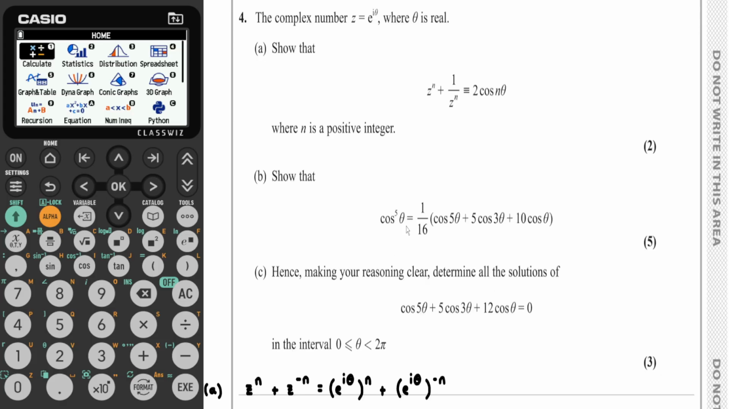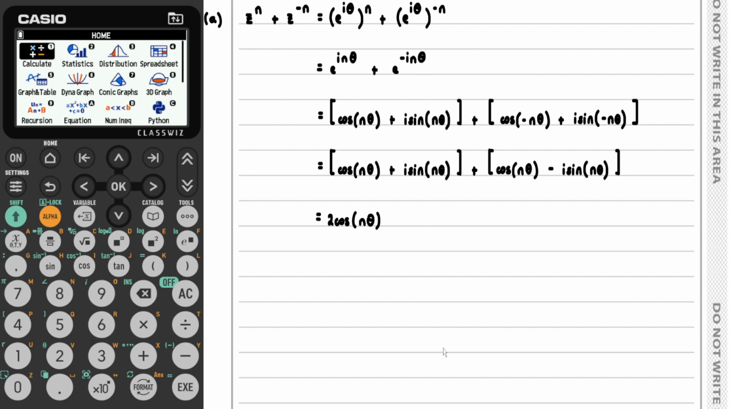Part B. Show that cos theta to the 5 is a 16th of cos 5 theta plus 5 cos 3 theta plus 10 cos theta. To begin with, let's see what happens when n equals 1. When n is equal to 1, we have z plus 1 over z, which will equal 2 cos theta, and that's using the result from part A. And so, z plus 1 over z to the 5, that will equal 2 cos theta to the 5.